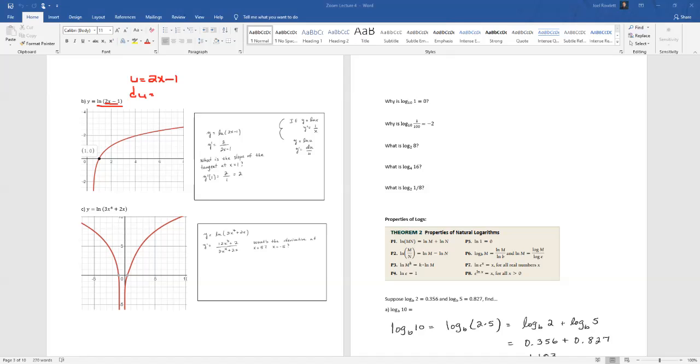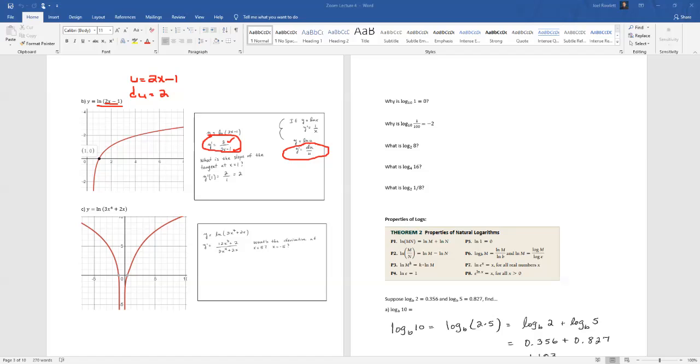And the derivative of 2x is 2. And the derivative of negative 1 is 0. So du is just 2. And we know that the derivative is going to be du over u. And we've already figured out that du is 2, and u is just 2x minus 1. So this is the derivative here, 2 divided by 2x minus 1.